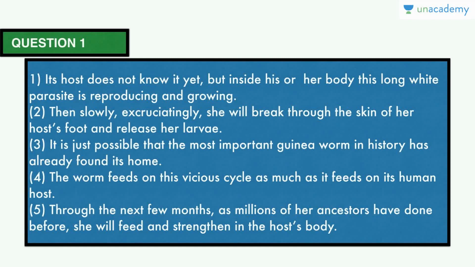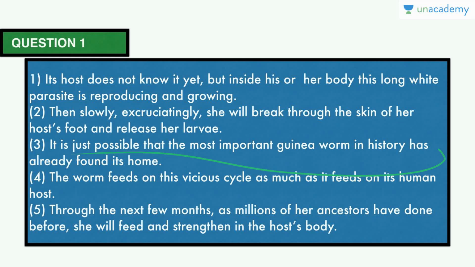Its host does not know it yet, but inside his or her body, this long white parasite is reproducing and growing. Then, slowly, excruciatingly, she will break through the skin of her host's foot and release her larvae. It is just possible that the most important guinea worm in history has already found its home. The worm feeds on this vicious cycle as much as it feeds on its human host. Through the next few months, as millions of her ancestors have done before, she will feed and strengthen in the host's body.